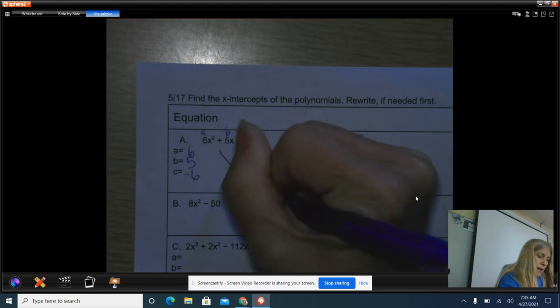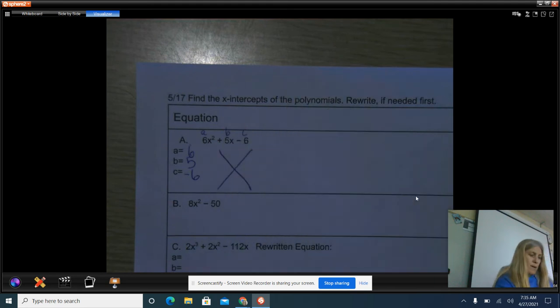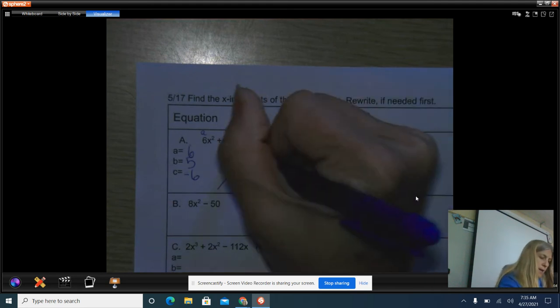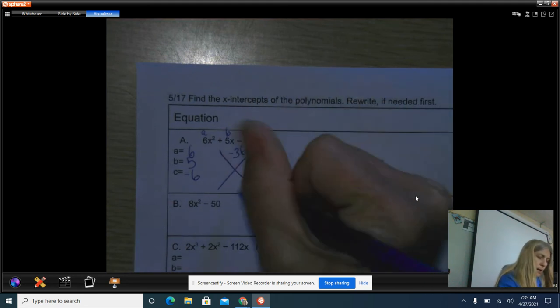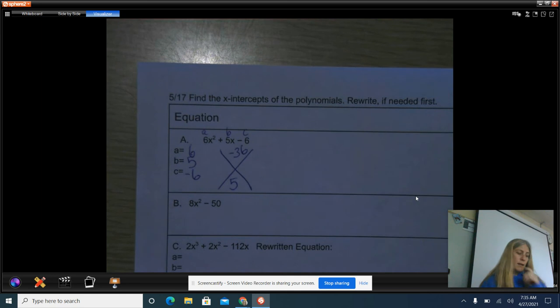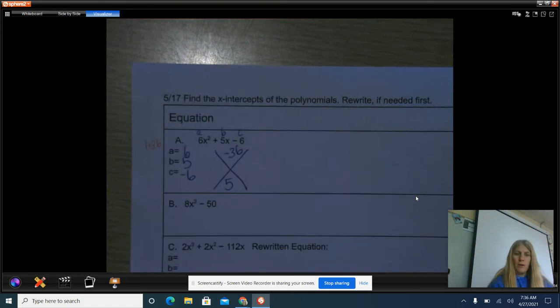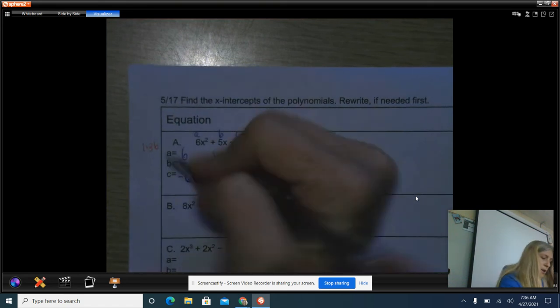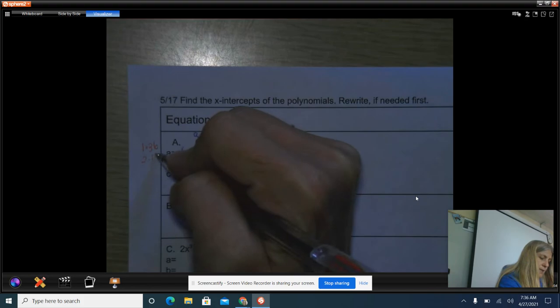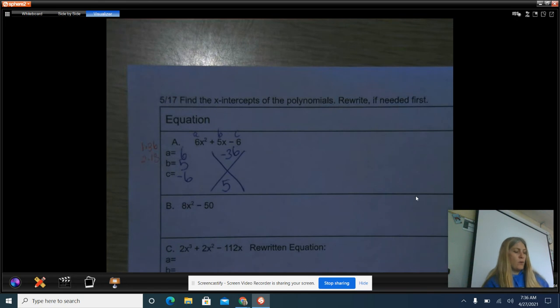Now we're going to go ahead and put this into our diamond problem. A times C, -36, is going to go up top, and our B is going to go down below, the bottom. Now we're going to go ahead and find two numbers that multiply to -36 and add to 5. So we have 1 times 36, which are either 37 or 35. We have 2 times 18, which is 20 or 16.